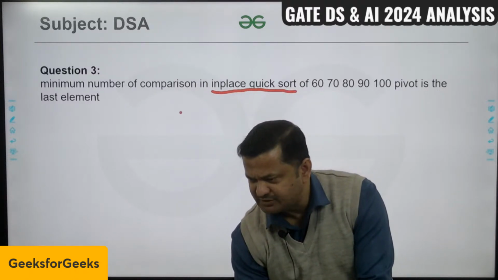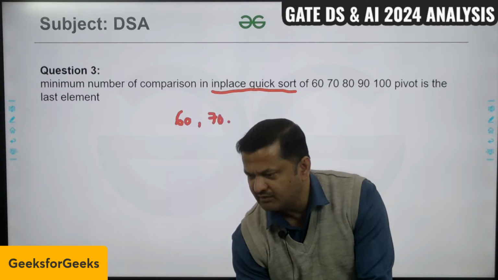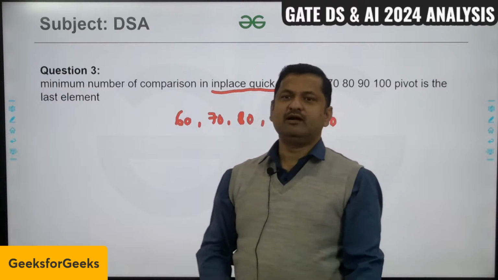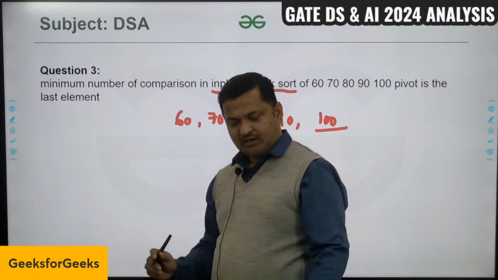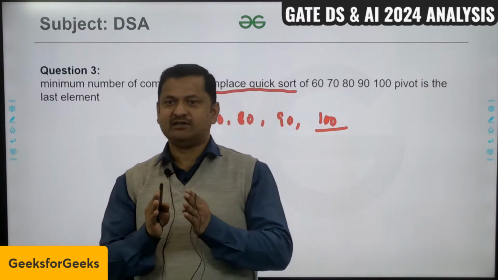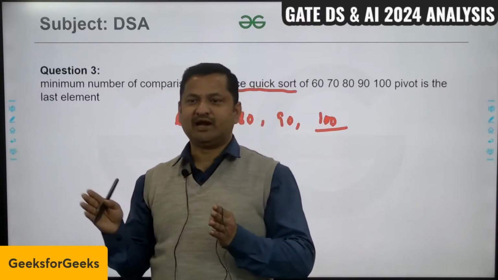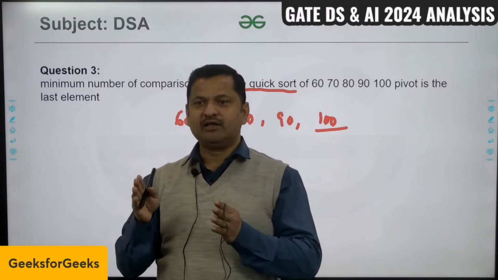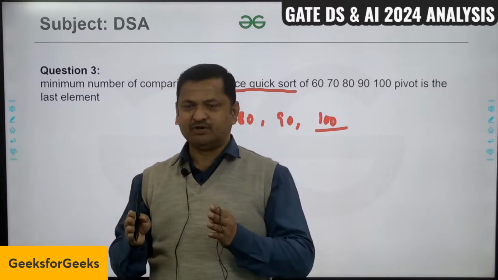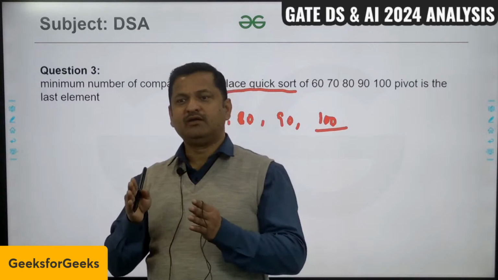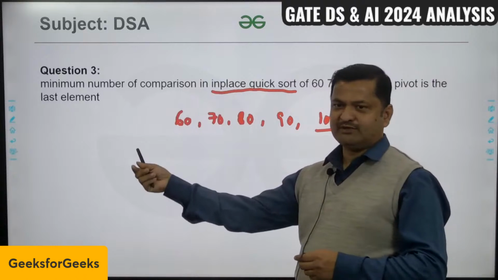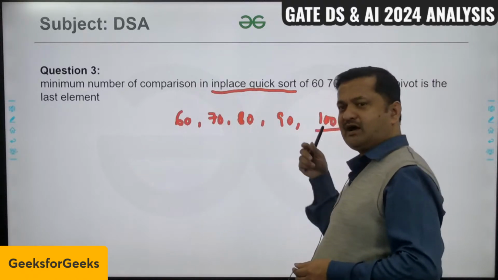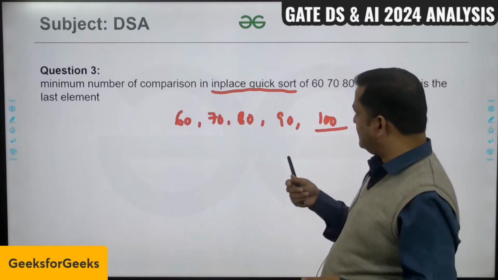So we have the sequence 60, 70, 80, 90 and 100. Out of this, 100 is the pivot element, so we have selected 100 as the pivot. As per the mechanism, we can start comparing this entire sequence from the left and right along with the pivot element, and accordingly we swap or partition, because this algorithm is based on divide, conquer and combine. So we have to partition this entire sequence so that the left half has smaller elements and the right half has greater than or equal elements.